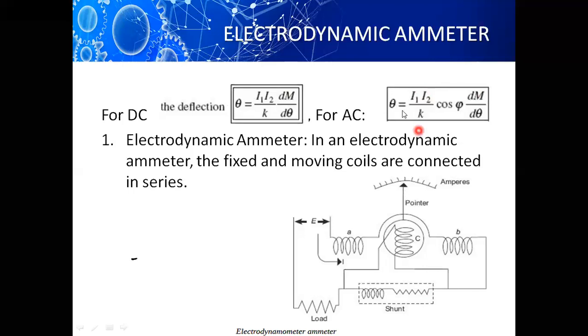Now here we have I1 is equal to I2. So when I1 is equal to I2, we will be having theta is equal to I square by K dM by d theta. That means the deflection is proportional to the square of the current. So that's how we have angle of deflection proportional to the current, which means now the meter is ready to measure currents.